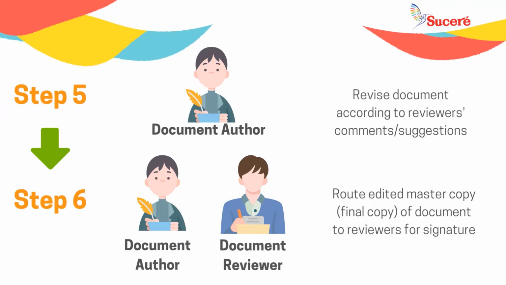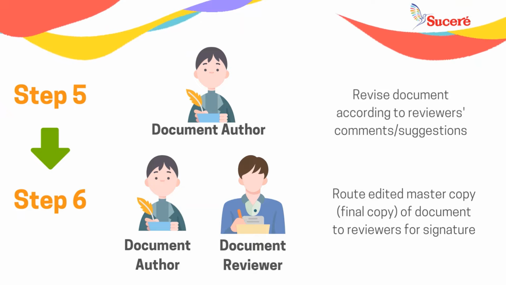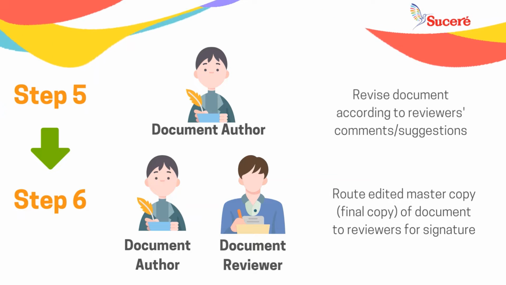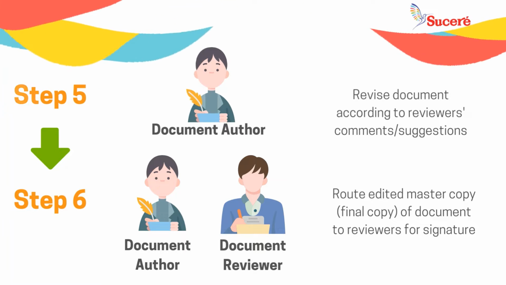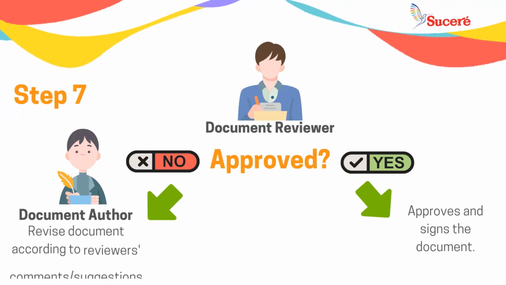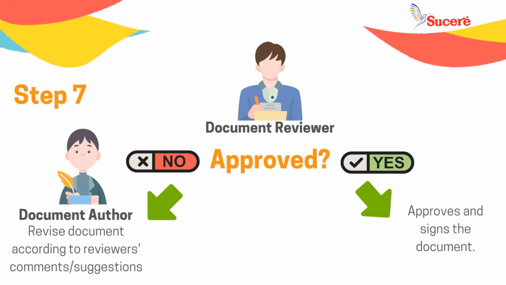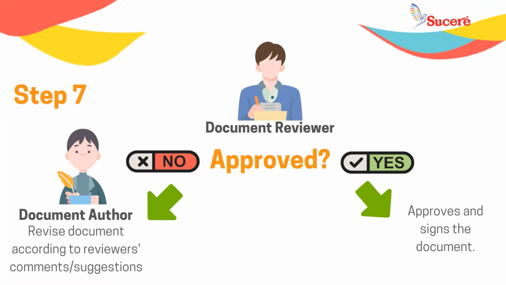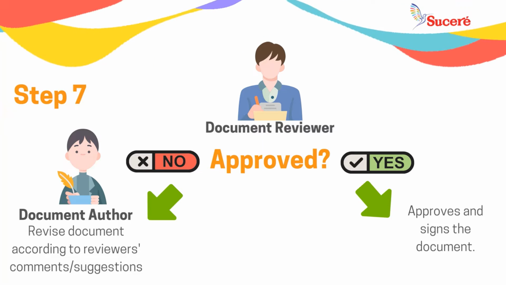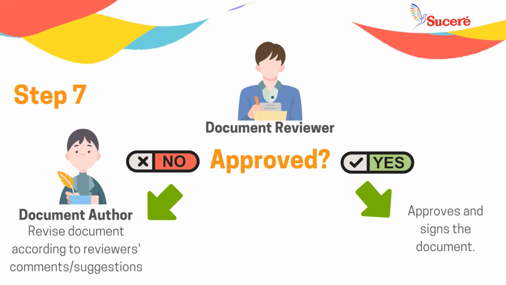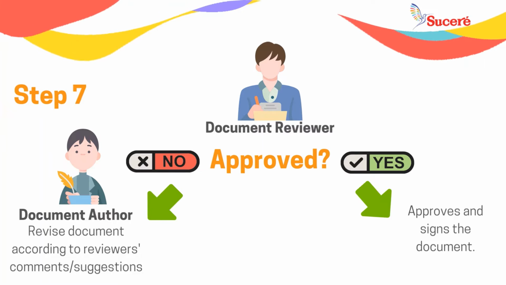So step 5, the document author will revise the document according to the reviewer's comments or suggestions. And then step 6, the document author will route the edited master copy or the final copy of the document to reviewers for signature. The document reviewer will then approve the document. If the document is not approved, the document author shall go back to revising the document according to the reviewer's comments or suggestions. But if the document is already approved, then the document reviewer approves the document and then signs it.